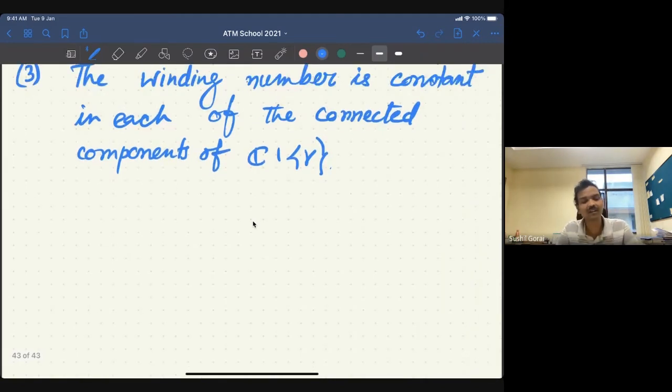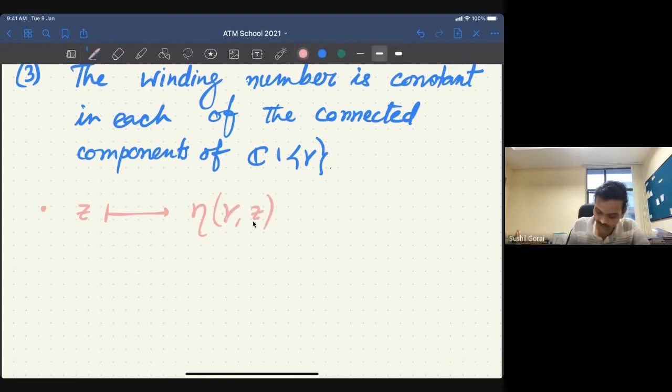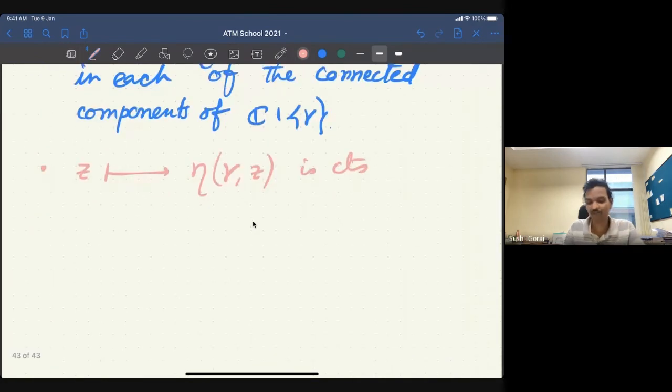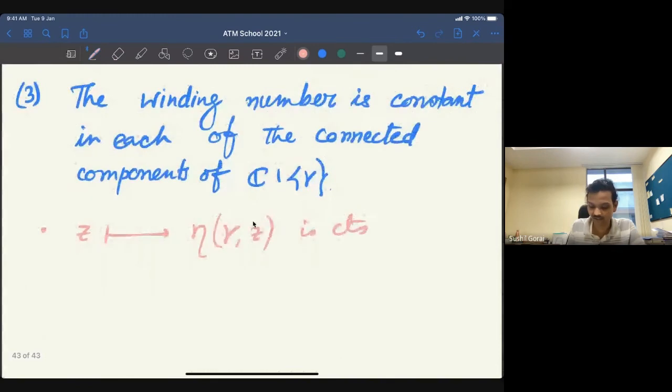There are two ways to prove it. There might be more, but I know two ways. The first way is to prove that z goes to the winding number of gamma about z is continuous. And then, of course, in a connected component this is an integer, so it should be constant.